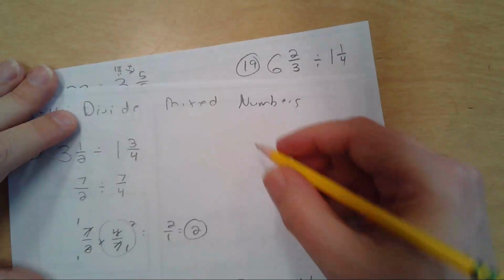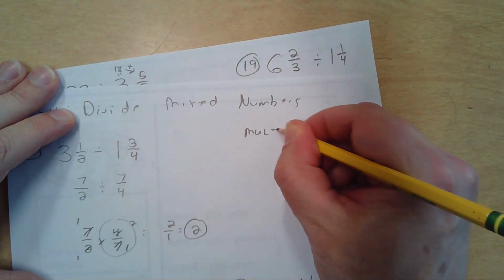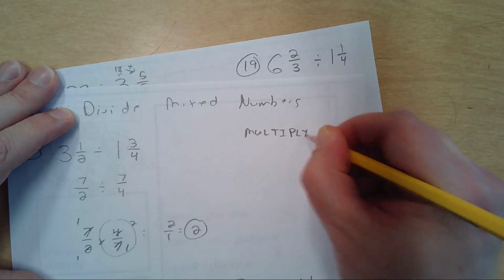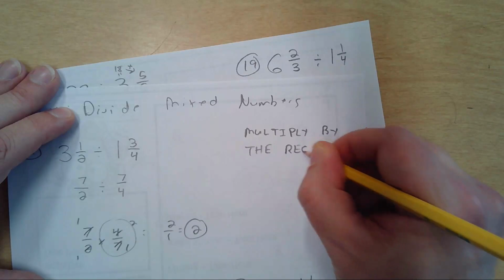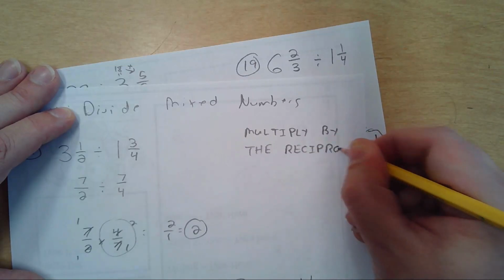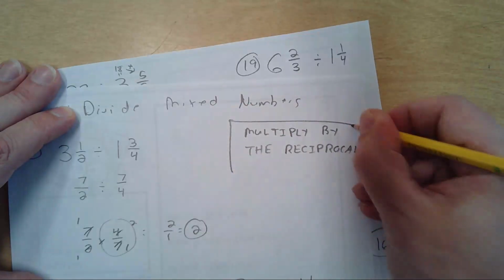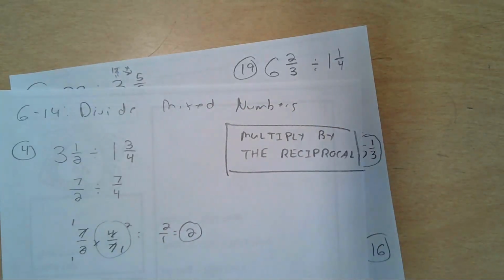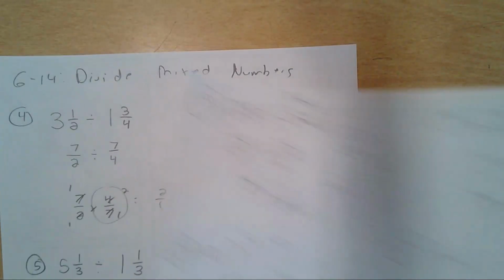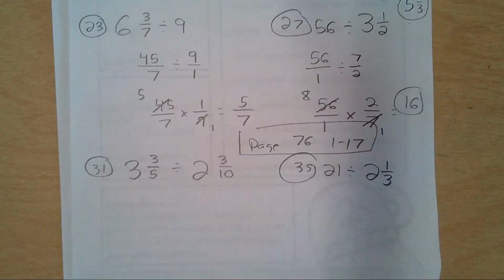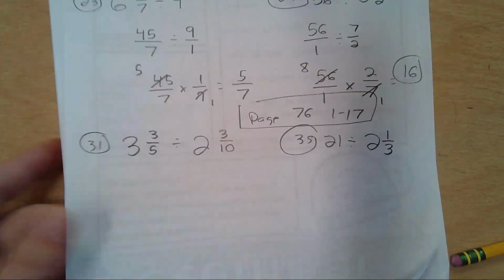Oh, my fault. I forgot to multiply by the reciprocal. Yeah, that was your fault. Well, yeah, my bad. All right, the magic four words we say every day to start out our lesson, write them down. Multiply by the reciprocal. That's what we're doing.